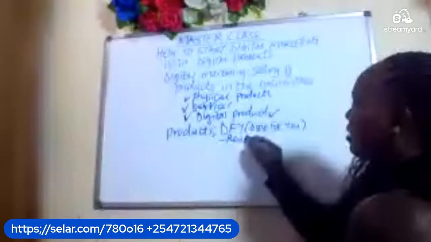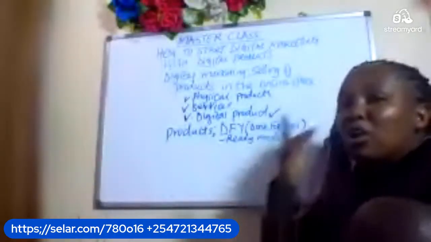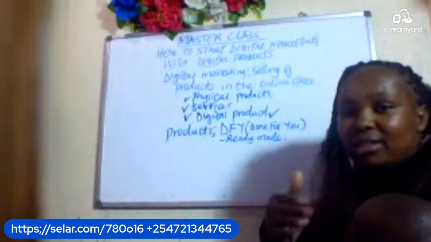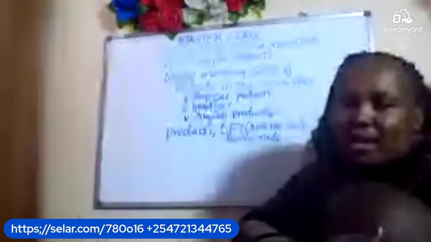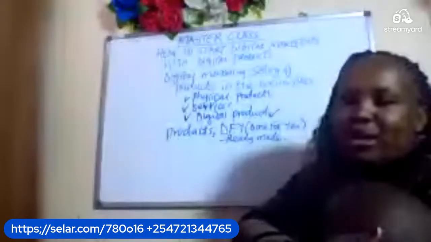So what do you do to acquire this ready-made one? It means that you go to buy because it's not yours. It is there provided for you to purchase it. So what happens is, because it is ready-made, you can only acquire it through buying. But the beauty about a digital product is when you buy it, it comes with a license that we call a master resale right.